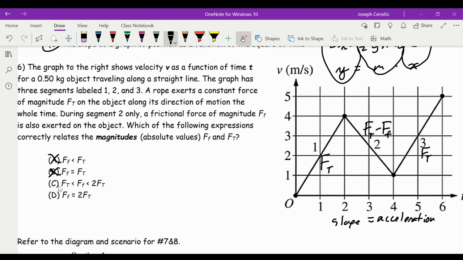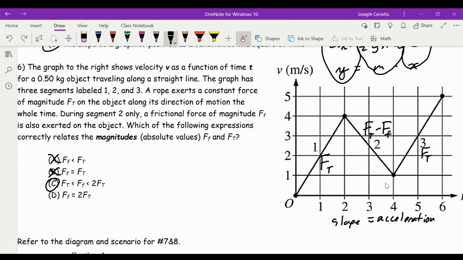And what else could I eliminate here? I cannot eliminate the other two. But at least now I have a 50-50 chance. So if you really get this stuff, you would recognize that if friction is twice as big as tension, segment 2 would actually be symmetric, if you will, to segment 1. It would be just as steep, but negative. So you can actually figure out right away that this would be the answer. Again, if it were answer D, segment 2 would look identical, just negative.